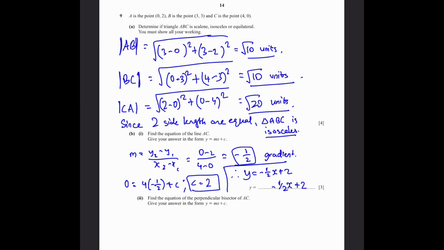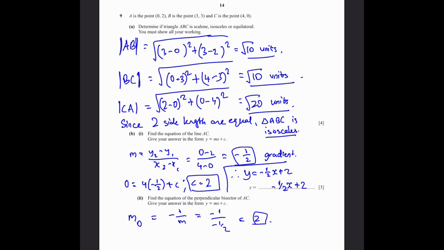Part 2. Find the equation of the perpendicular bisector of AC. Give the answer in the form y equals mx plus c. We know the equation of line AC, so we can find the perpendicular bisector gradient. So I'll just write that as m naught is equal to negative 1 by the gradient of AC, or negative 1 by m. That's negative 1 by negative half, simply 2.